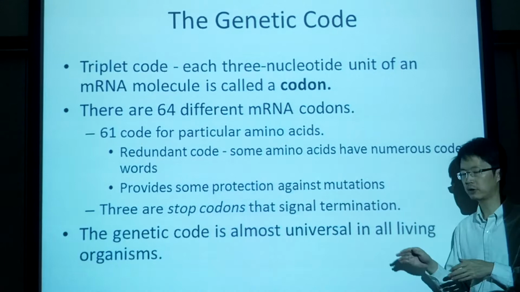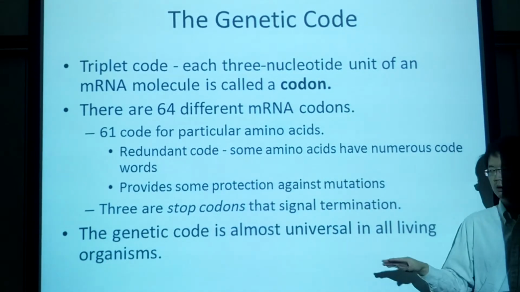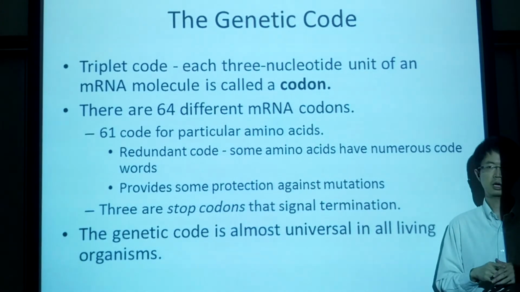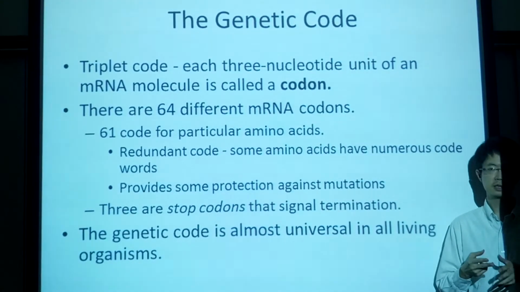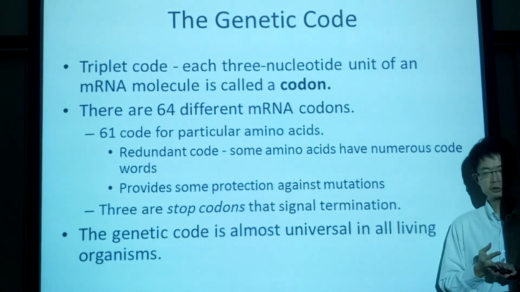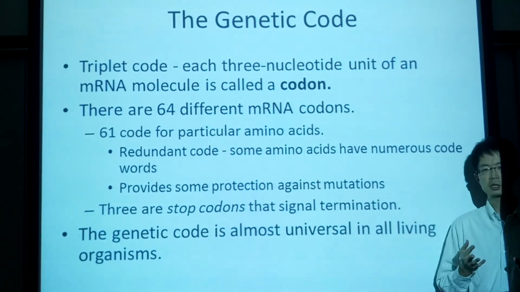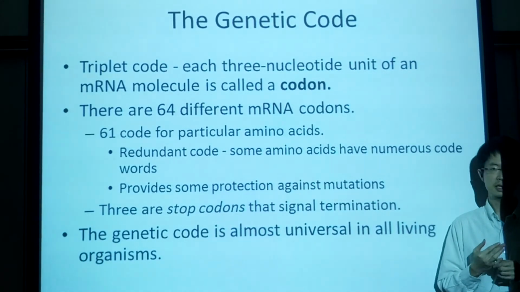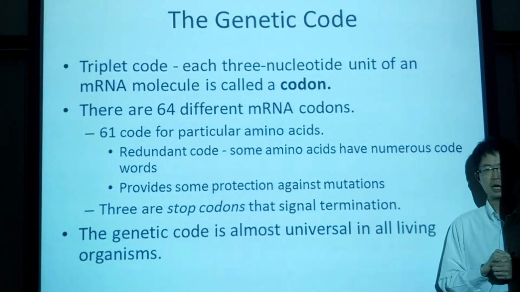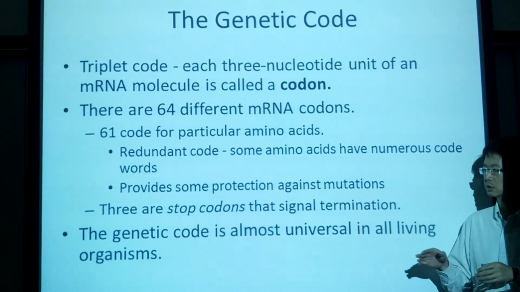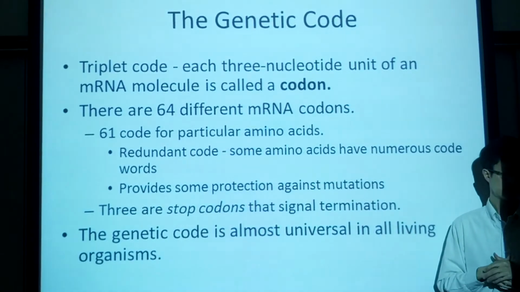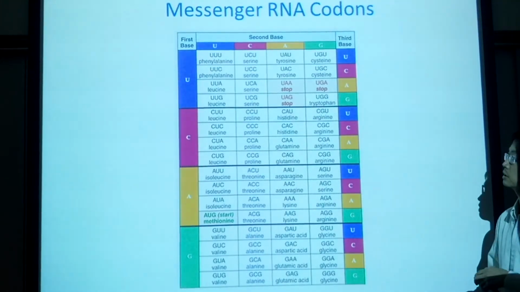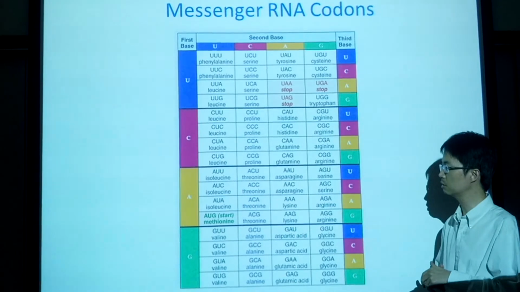And the last point is very important. All living organisms, including trees, including plants, including the cockroach in your kitchen, including the flea on your dogs, including the E. coli in your large intestine, we all use the same genetic code. So this is what we call the genetic code.